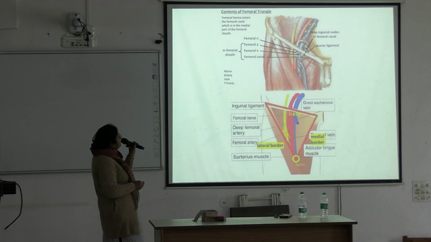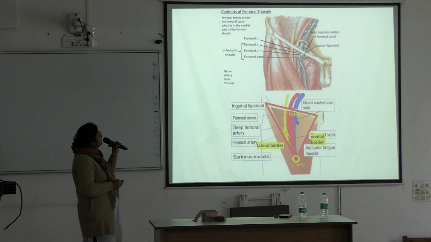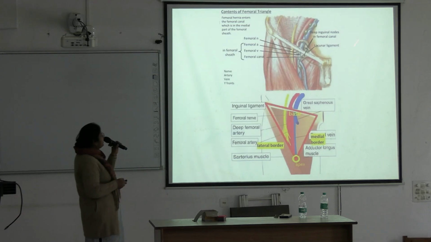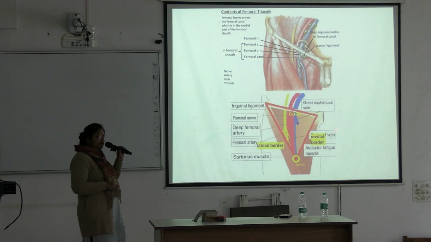And you can see the contents. This is femoral nerve. Here is femoral artery, femoral vein. Here is femoral canal, and within the canal lying the deep inguinal lymph node of Cloquet. Okay. So this is a schematic diagram of the femoral triangle. You can see the base is directed above. Okay. Apex is directed below.